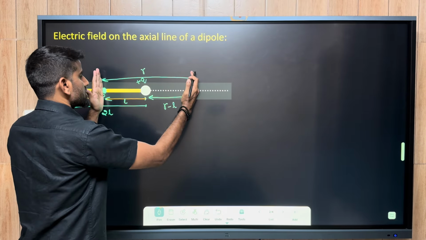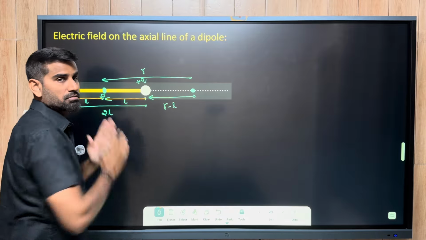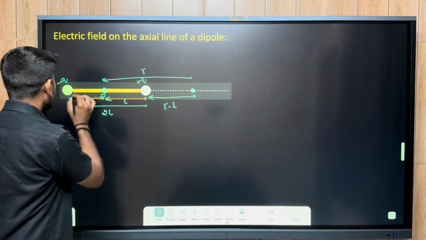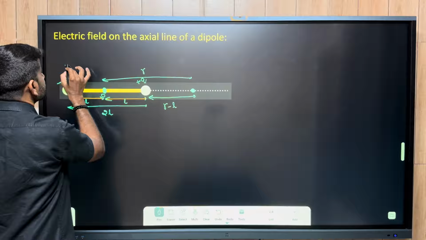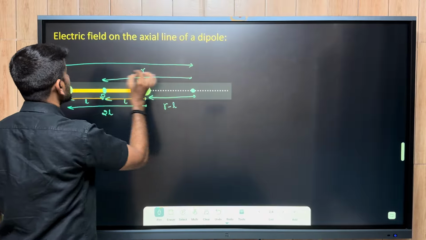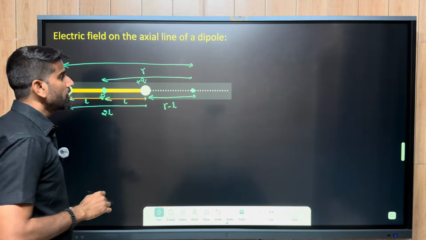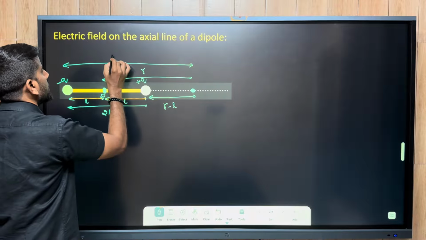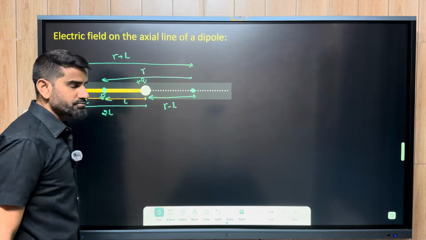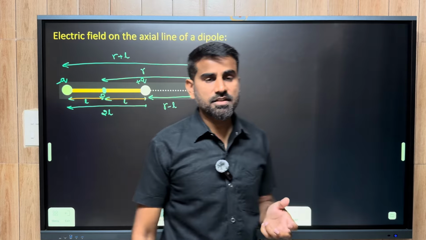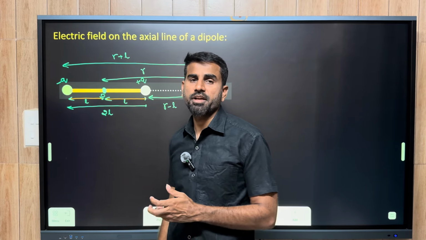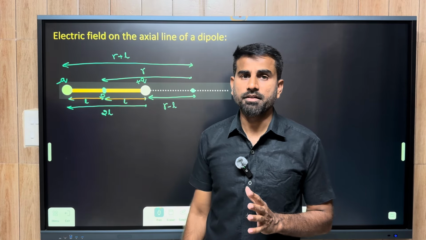So this total distance is R, and L is to be taken out, so R minus L. And what will be the distance from the negative charge to the point? It will be R plus L. I hope the distance quantities that I have represented in the diagram are clearly understandable, right?